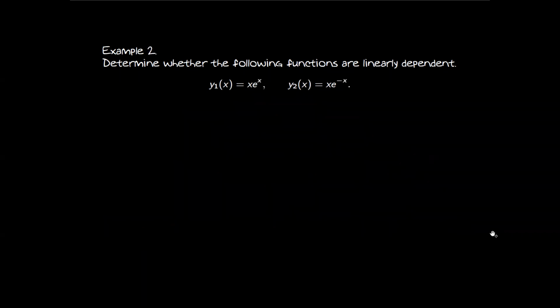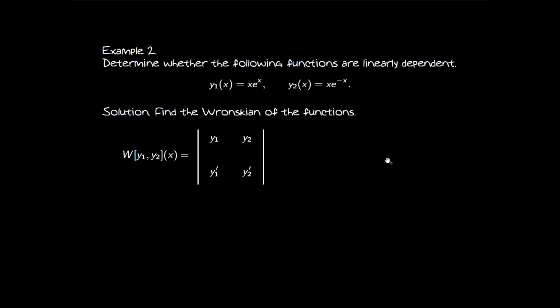Example 2. We need to check whether or not these 2 functions are linearly dependent. So again, we need to first of all carry out the Wronskian. So we're going to put the 2 functions in the first row and their first derivatives in the second row. For both of these, you're going to say you have a product, right, for both entries. So I have to use the product rule.